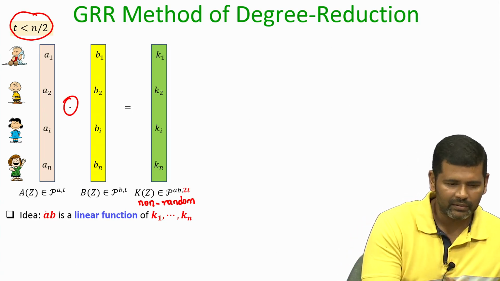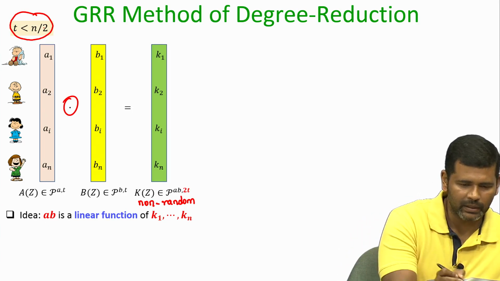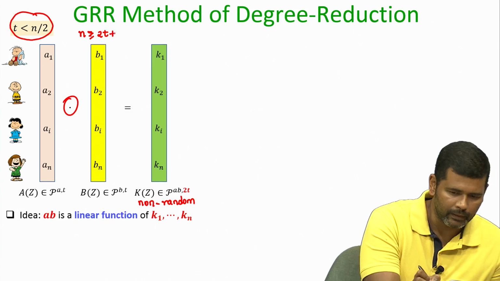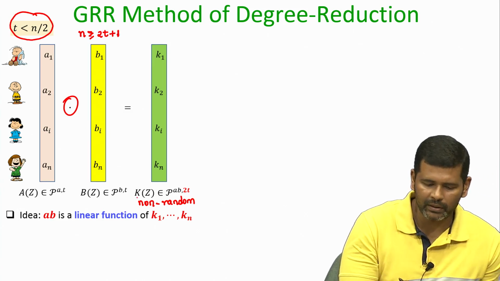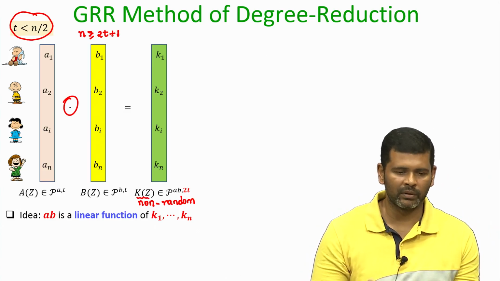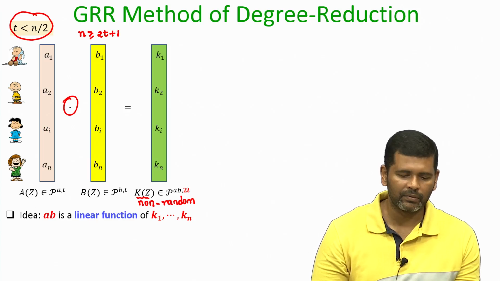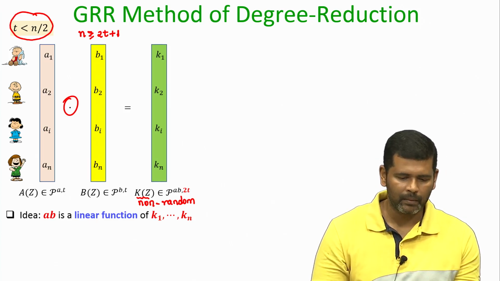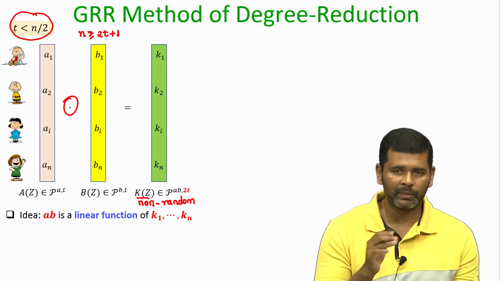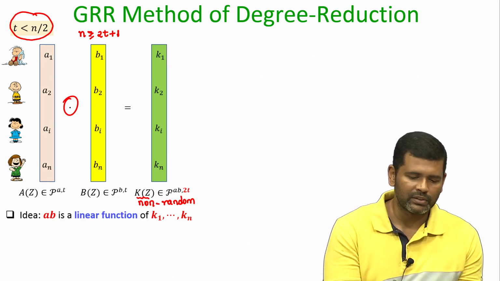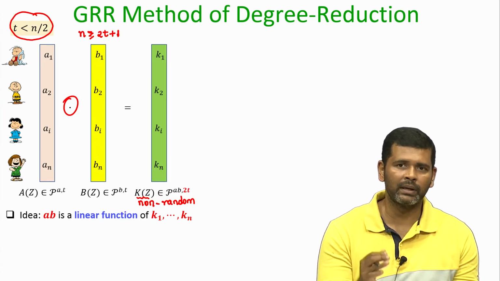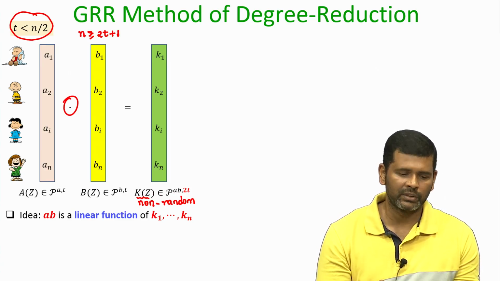Now, the idea is that since t is less than n over 2, that means I can say that n is greater than or equal to 2t plus 1, and the degree of the k polynomial is 2t, and we have at least 2t plus 1 shares of this k polynomial available. By the way, I will interchangeably use the term shares of the polynomial or the shares of the value, both mean the same thing. Shares of the value mean distinct points on the sharing polynomial. When I say shares of the polynomial, I also mean the distinct evaluations of that sharing polynomial.